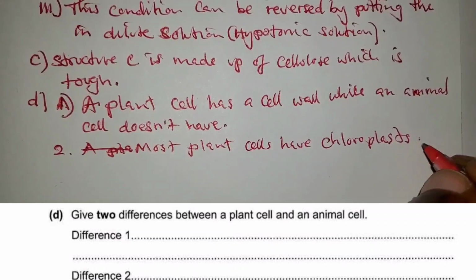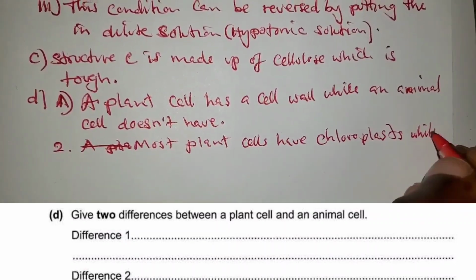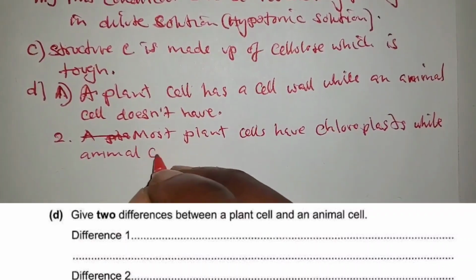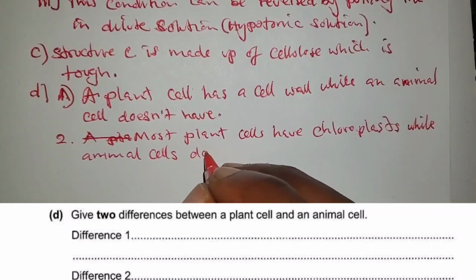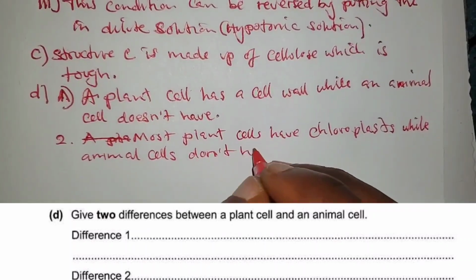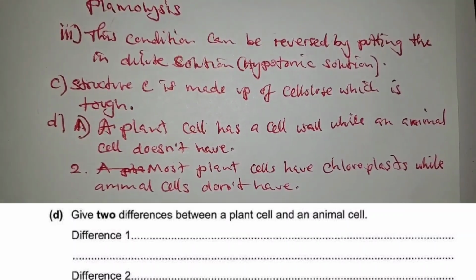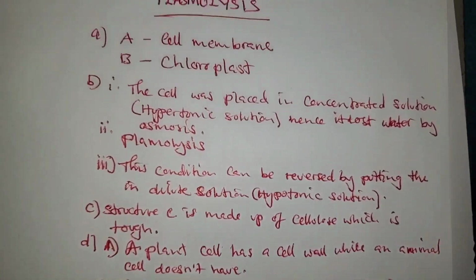Okay, so you can say most plant cells have chloroplast, while animal cells don't have. All right, thank you so much. That's it for this question. Let's go to the next question.